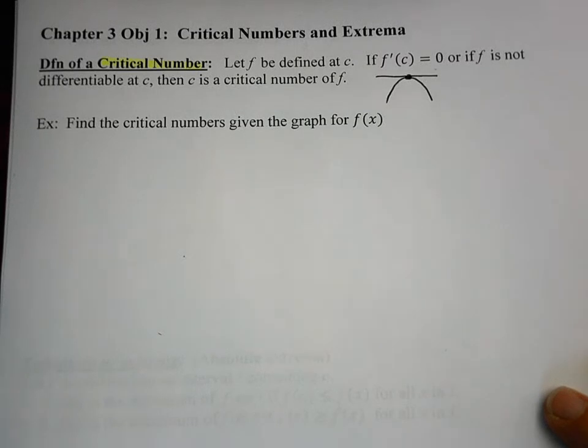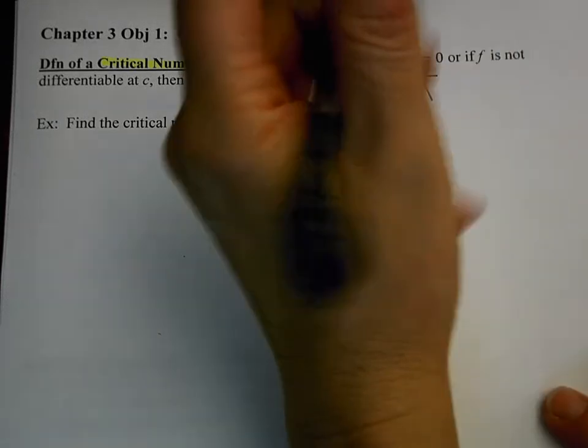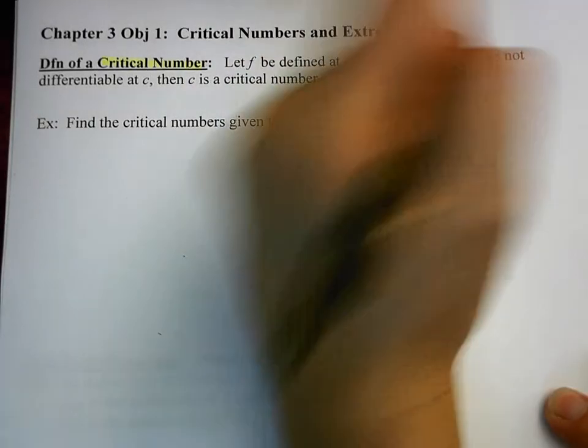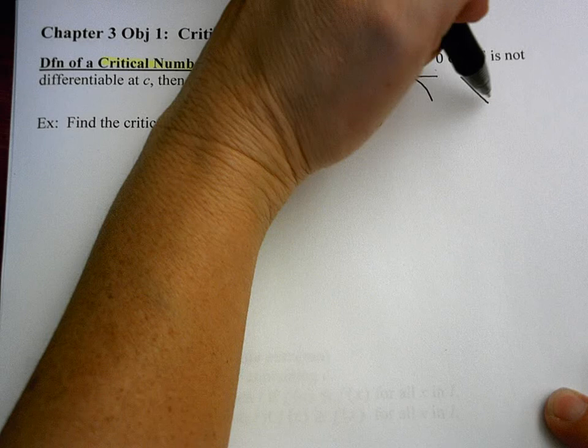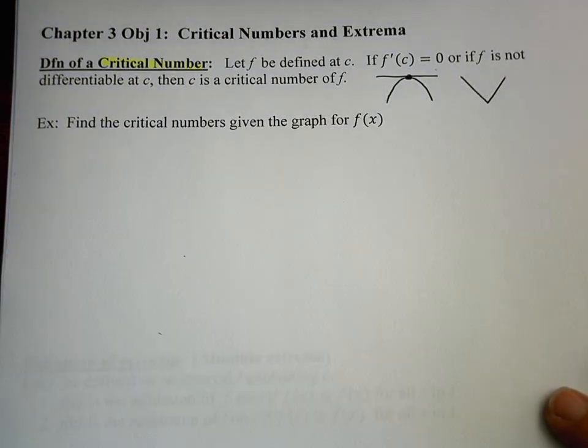So what if the function is not differentiable? What does that look like? That could be a couple of things. If we have what we call a sharp turn, our function is not differentiable there. There are two schools of thought here on why it's not differentiable, maybe more than two.